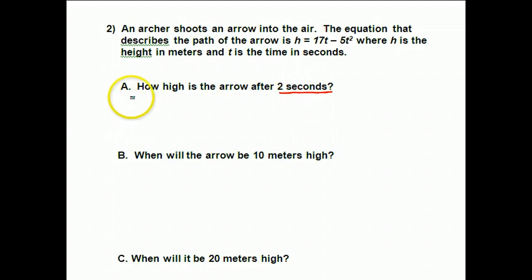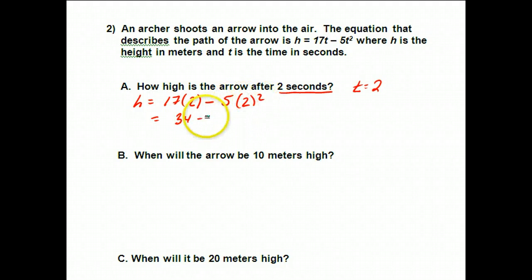Here they give us a time, 2 seconds. t is equal to 2. So I'm going to input that in there, and it's going to tell me how high the arrow is. The height of the arrow is equal to 17 times 2 minus 5 times 2 squared. That gives us 34 minus 5 times 2 squared, which is 20. So after the arrow has been in the air for 2 seconds, our arrow is going to be 14 meters high.